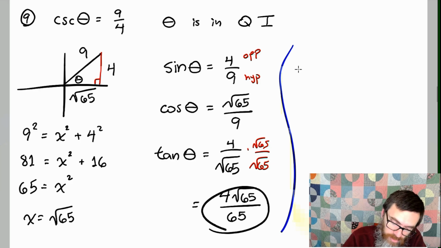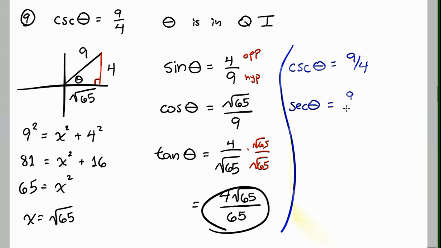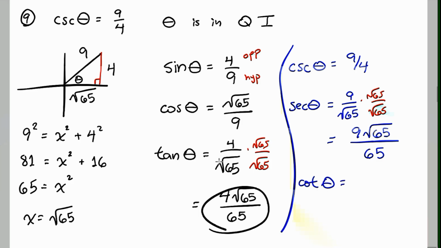Now to do the reciprocals. So we already know that cosecant is 9 over 4. For the secant, we need to do the reciprocal of cosine. 9 over the square root. Sorry, this part is a little bit messy. Just trying to get through this. All right, so that's 9 square roots of 65 over 65. And then for cotangent, let's do the reciprocal of that piece right here. So the square root of 65 over 4.